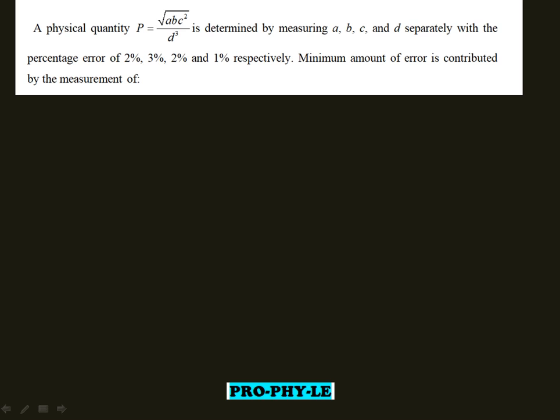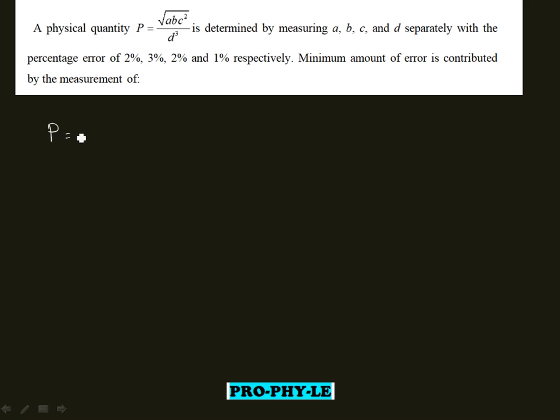The next question will be like this. A physical quantity P is given as square root of a b c square by d cube. P is determined by measuring a, b, c and d separately with the percentage error of 2%, 3%, 2% and 1% respectively. Minimum amount of error is contributed by the measurement of? Now look at this question.